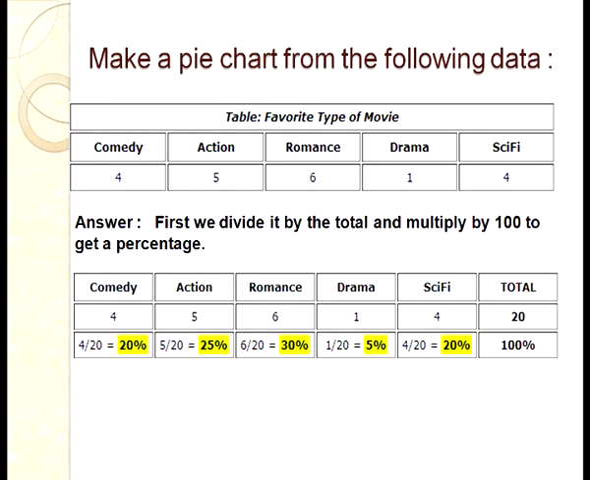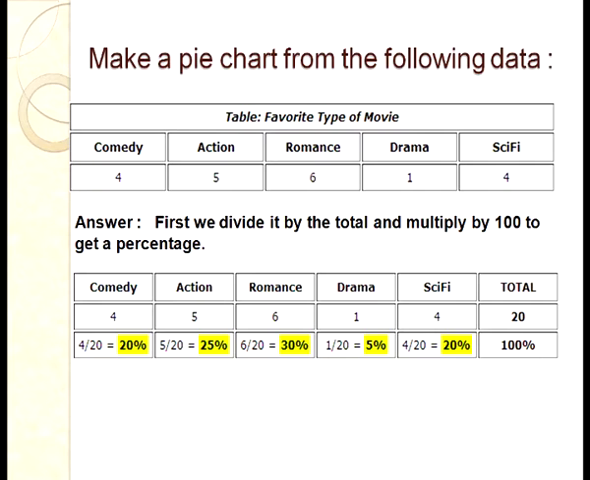Now for comedy, 4 by 20 into 100, we get 20%. Likewise for action, 5 by 20 into 100, we get 25%. For romance, 6 by 20 into 100, we get how much percentage? 30%. Likewise for drama and science fiction. Now we will cross-check: the total percentage should come to 100.